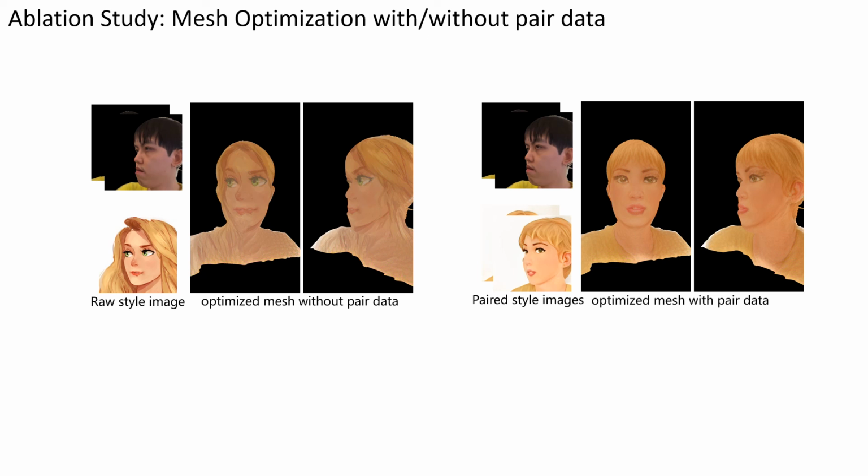Finally, this is an ablation study for mesh optimization with or without paired data. On the left side, we show the mesh optimization result without paired data, where we directly use the rendered images from the mesh and the raw style images for the style transfer optimization. And on the right side, we show the ones with the paired data, where we use the paired data for mesh optimization. Without the paired data, the style transfer cannot converge well due to the large gap in the head pose and the identity.